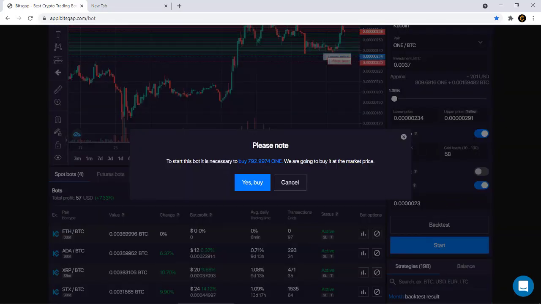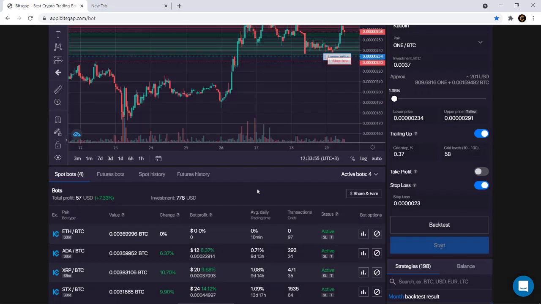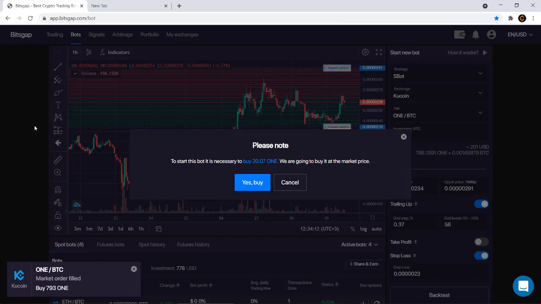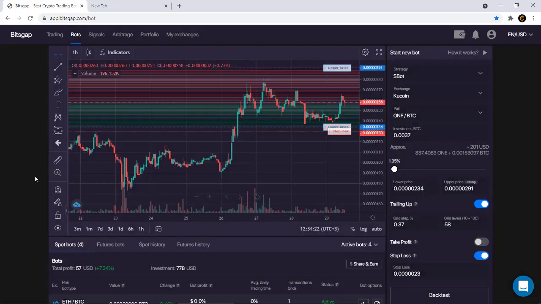All right, now in order to start this one, it tells me that I need to buy 792 of the cryptocurrency One, because I don't have any of that at the moment. So yes, I'll buy it. So it buys it at the market price. The reason why it needs to buy a certain amount of One is because part of the grid bot is sales when the value of One goes up to those values. Again, it's telling me I need to buy a bit more. Okay.